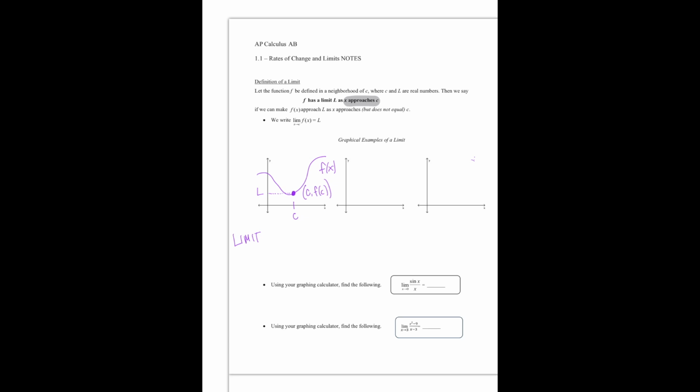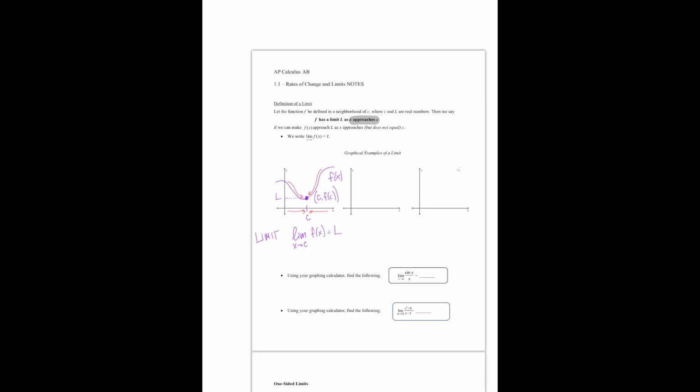Okay, so the limit here, and we get to use this really cool notation: the limit as x approaches c of that function equals that number L. Okay, what that means is, and let me switch colors so I can point this out, as I am going closer and closer and closer to c, that's approaching on the x-axis, my y value is approaching L. Okay, now, in this particular situation, the function itself, f of c, also equals L. Okay, now that's not always the case.